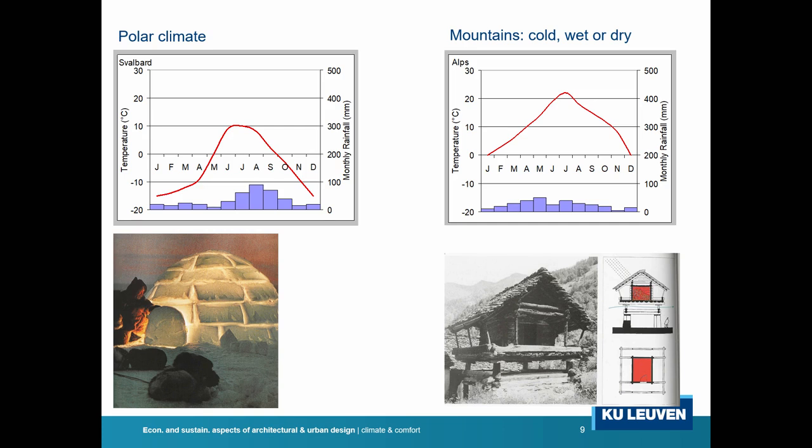But still, people try to survive there by having very small, very compact buildings, so that the envelope of the building is very small compared to the heated volume. It's a dome, and people use local materials because there's nothing else available. In this case, it was ice blocks together with the skins of animals. Also in the mountains, local materials are the only means to build. So wood, timber is typically used, and natural stone.